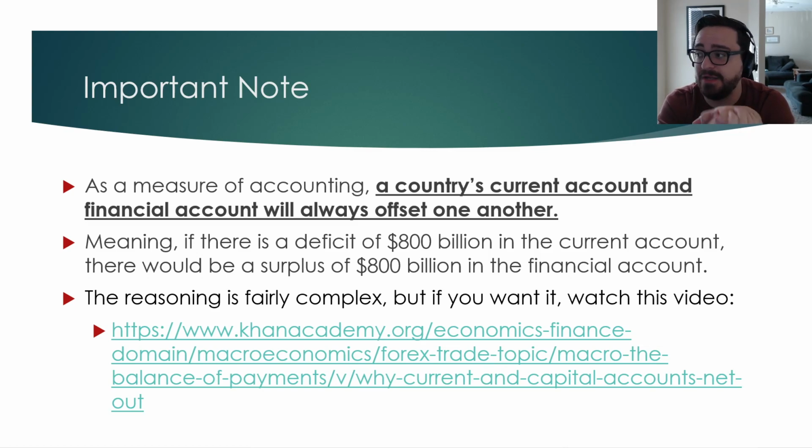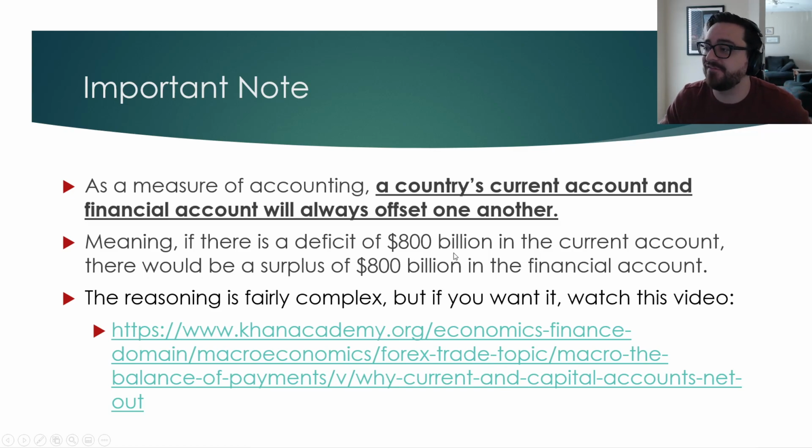It's kind of beefy. It would take me a good 20 minutes to just explain this entire process, and I'm not going to make you watch another 20 minutes if you don't want to. If you just search Khan Academy balance of payments accounts, in one of his videos, he does a full explanation on how they offset. The AP exam doesn't ever ask how they offset, though, so just know that your current and financial account will offset one another.